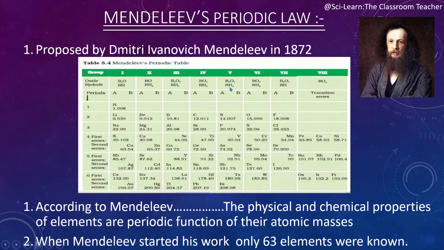What is the formula for hydride? It is RH3. What is the formula here? NH3, PH3. We can easily find out the hydride and oxide of any element placed in this table.